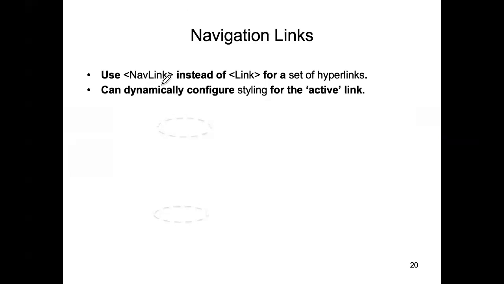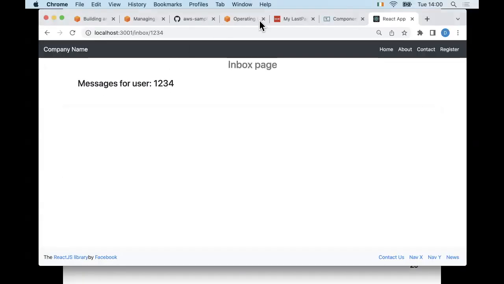If I go back to the browser, what I wanted was whichever page is currently being displayed, like if I go to the home page, then the home link in my set of navigation links has its styling different from the other ones. If I move on to the about, that's the styling that I wanted to achieve. Whichever link in my set of navigation links was selected, its styling would be slightly different from the other ones, just to indicate that that's the one that's currently being displayed.